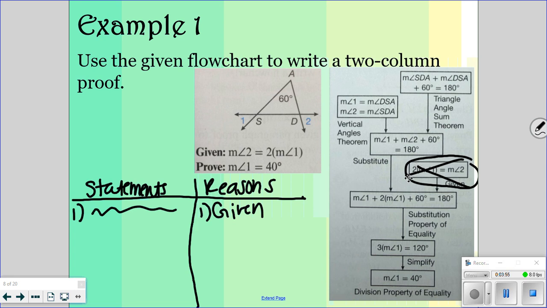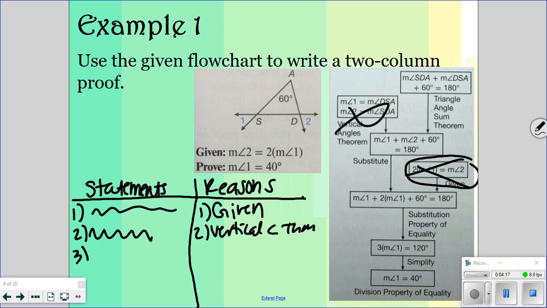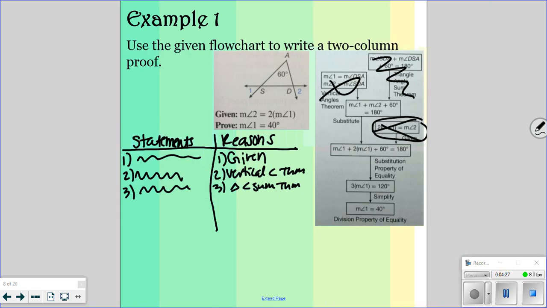From there, these two are at the top, and they point to this box. So these two both have to go before this box here. So step 2 is from the vertical angle theorem, and that takes care of that one. And then step 3 is from the triangle angle sum theorem, and that would take care of that box. Okay? And then you're going to go to what they both point to, which is this one.